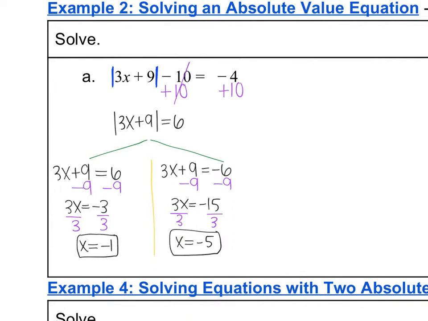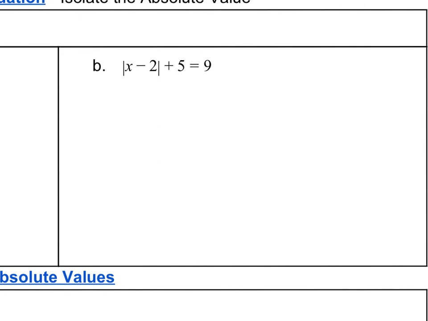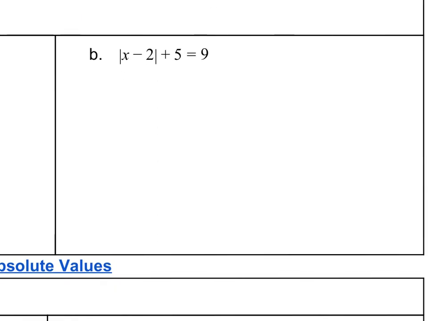So the key difference between example 1 and example 2 here is that first we have to isolate the absolute value. We have to get the absolute value by itself first, and then we can solve it. So let's try that same thing in example B. I need to first get the absolute value by itself, which means I'm going to need to get rid of that +5. To get rid of that +5, I'll subtract 5 on both sides.